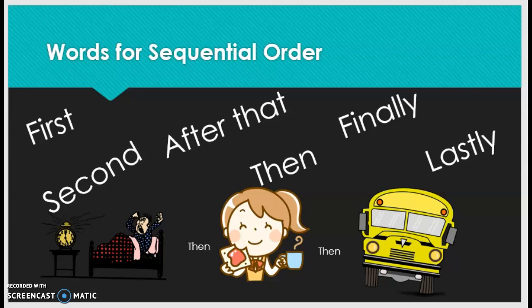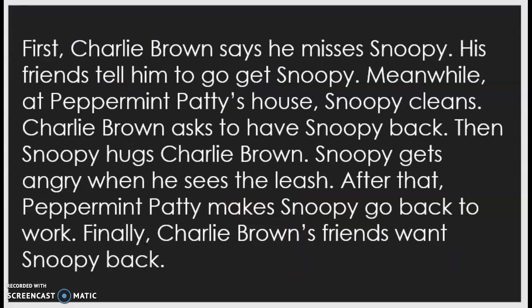Now, most paragraphs won't have all those words in them, but they'll probably have at least a few of them. So you're looking for time words. First this happened, then this happened, and so on and so forth. So it's telling something that happens in a certain order. All right, so this is an example.